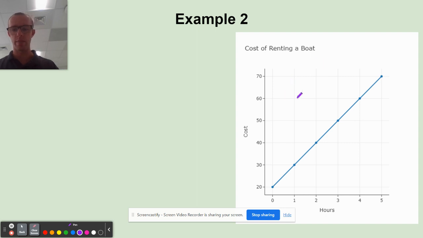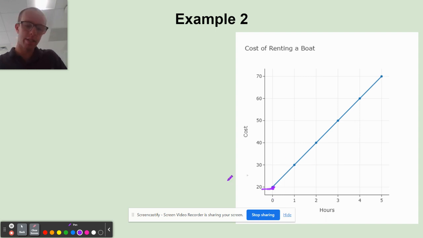All right. Here I have the cost of renting a boat, and on the y-axis cost, and on the x-axis hours. Okay, so I'm going to start again with the story. What can I learn from this graph? Well, where does the cost begin? The cost begins here at 20, right? That's the y-intercept right here at 20. So when x is 0, we're at 20. So I'm going to say the beginning is 20.